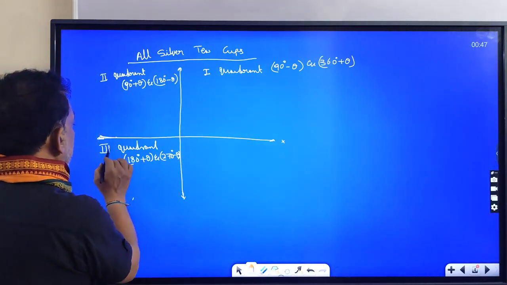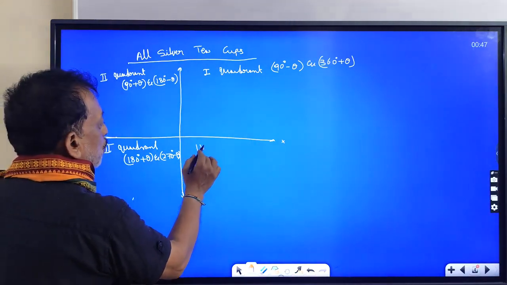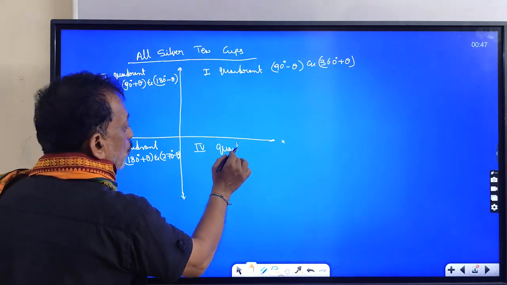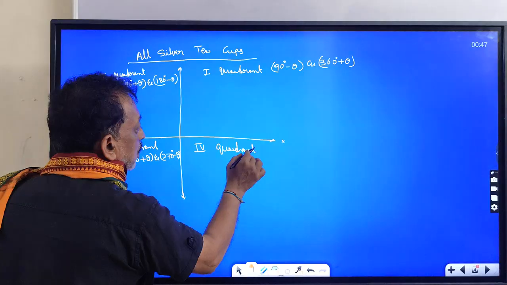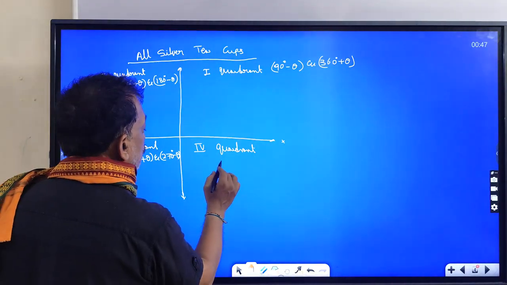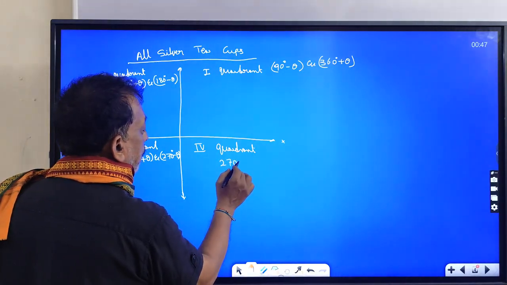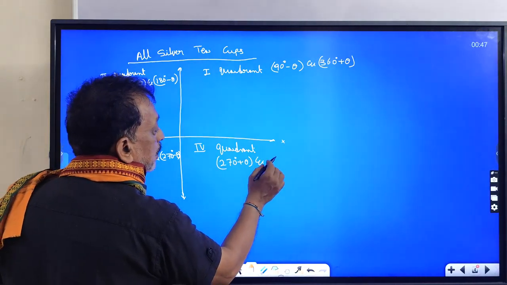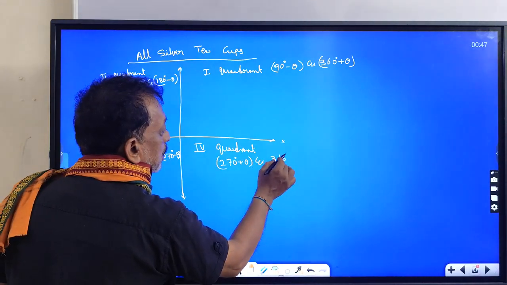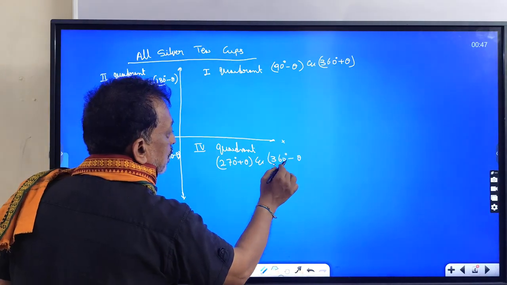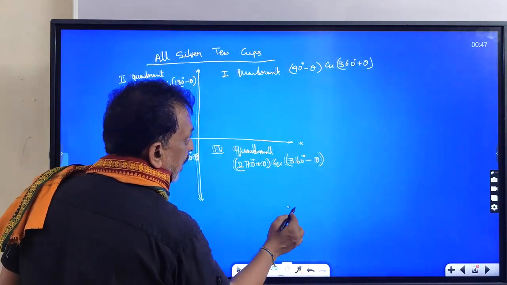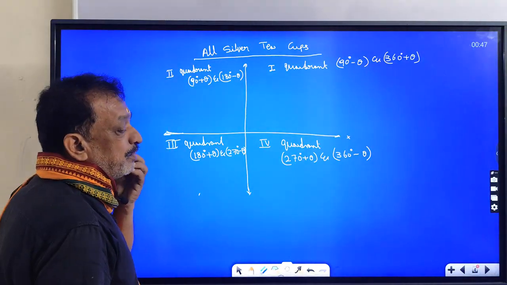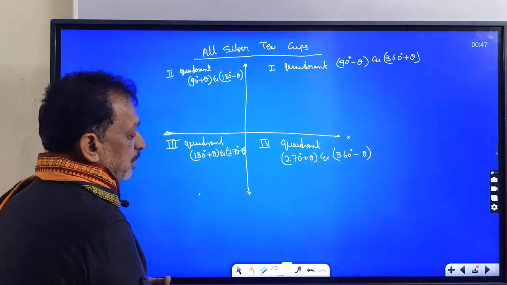Fourth quadrant is 270 plus theta degrees and 360 minus theta. So it looks like all of you know this already. But once you get to the application, then we get confused. That's why I am briefing an easy method, an easy way.